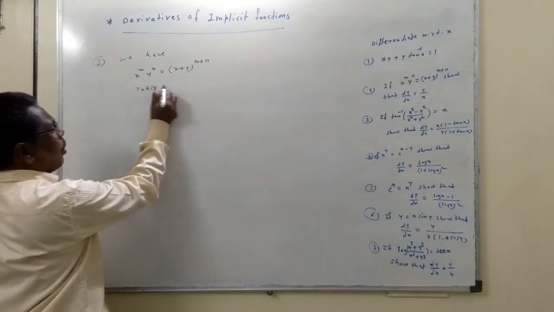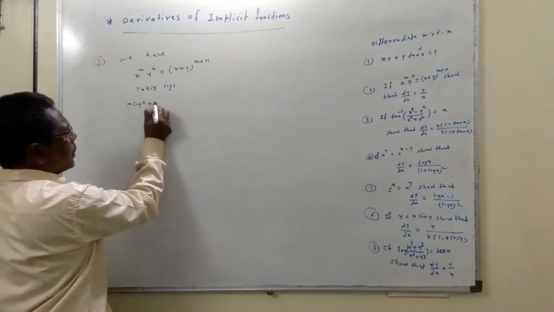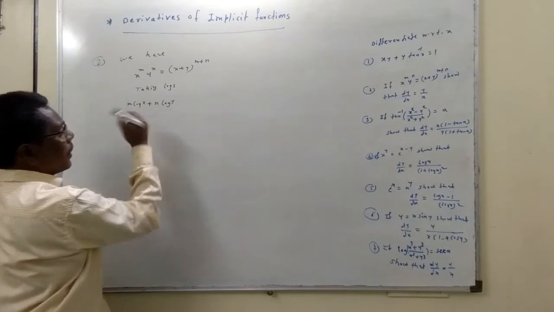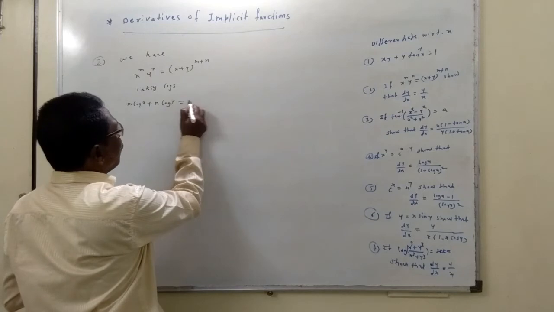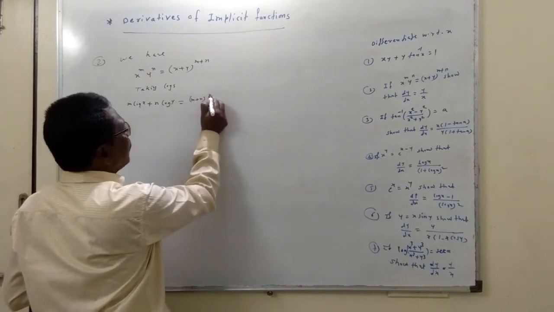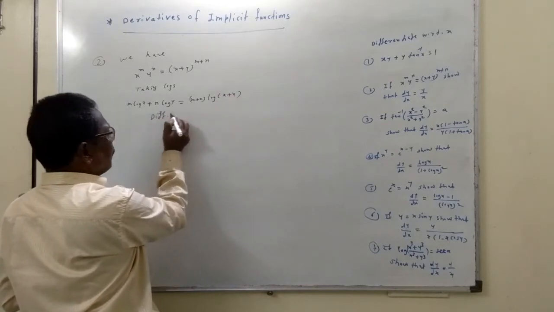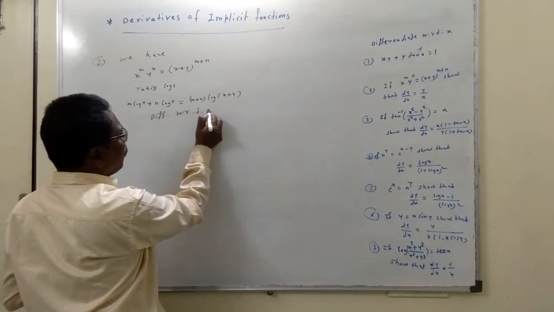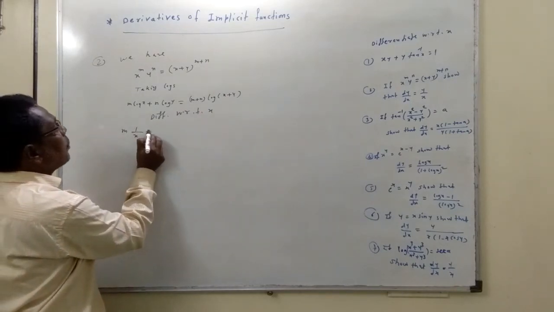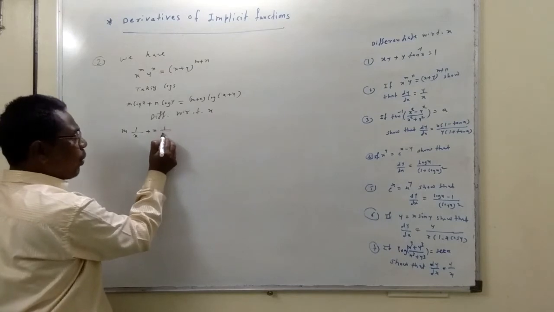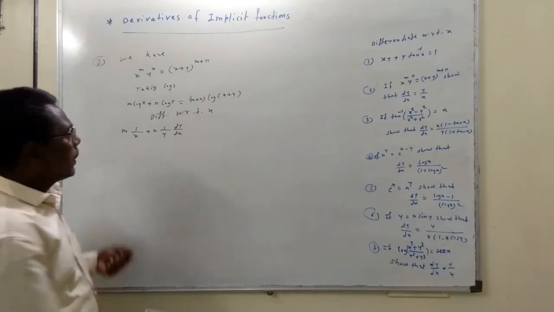So taking logs: m log x plus n log y, using log ab equals log a plus log b, and log a raised to m equals m log a, is equal to (m plus n) log (x plus y). Differentiate with respect to x. So m constant, derivative of log x is 1 upon x, plus n constant, derivative of log y is 1 upon y, and y with respect to x is dy by dx.